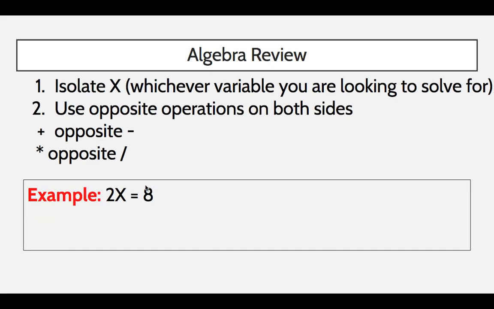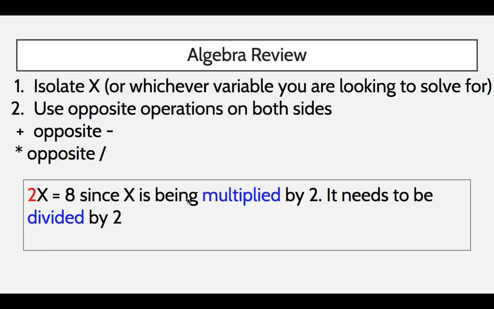So let me go back for a second. You have 2x equals 8. You want to isolate your x, so you have to pay attention to what's being done to x. In this case, 2 is multiplying x. We talked about this, but the opposite of a multiplication is a division. So therefore, we are going to have to divide x by 2. Since x is being multiplied by 2, it needs to be divided by 2.